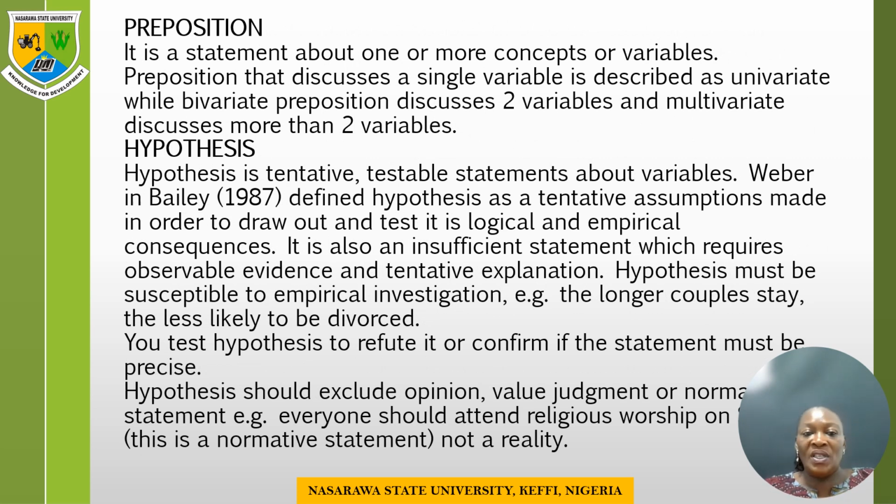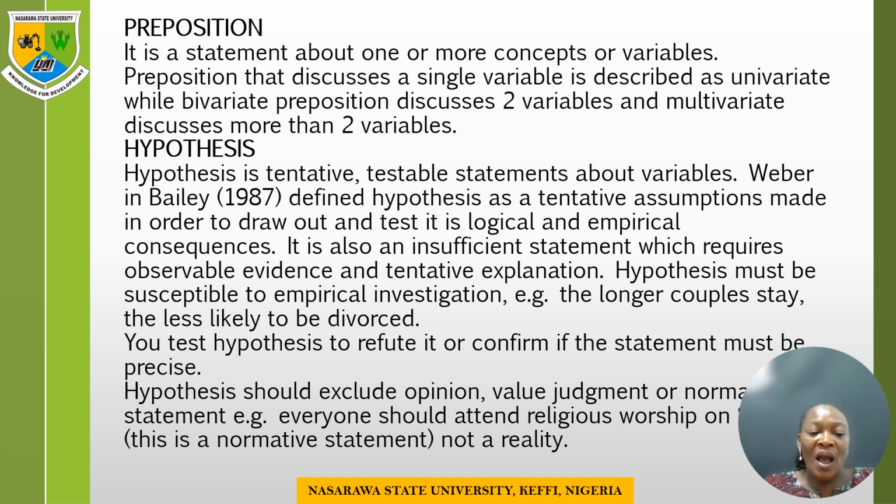Now let's talk about proposition. It is a statement about one or more concepts or variables. A proposition that discusses a single variable is described as univariate, while a bivariate proposition discusses two variables and multivariate discusses more than two variables. Like I made mention, one variable has to do with a particular thing. I'm discussing a particular thing. But if I'm talking about two variables, I'm talking about a thing causing another.